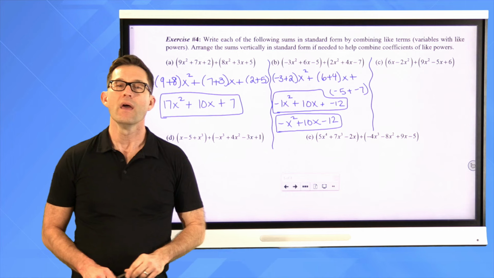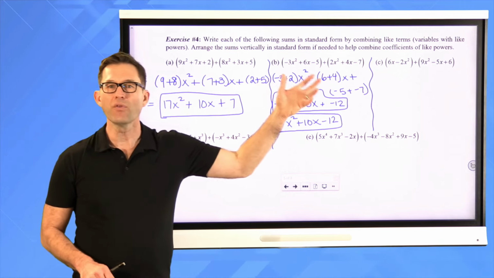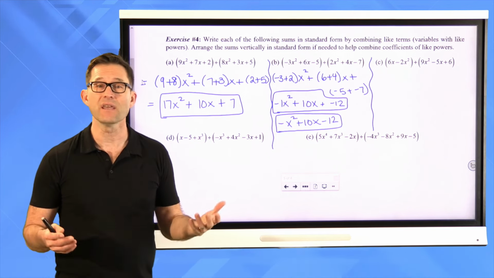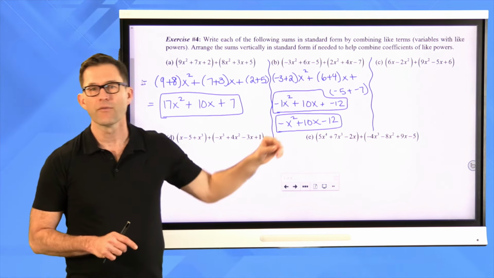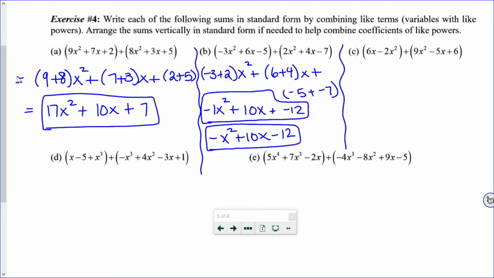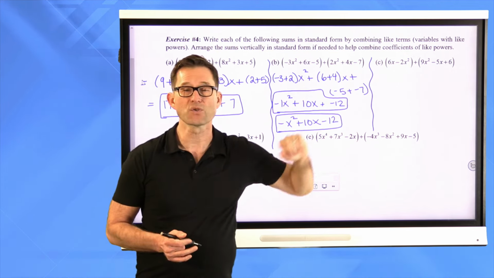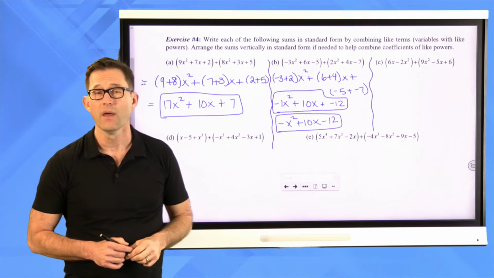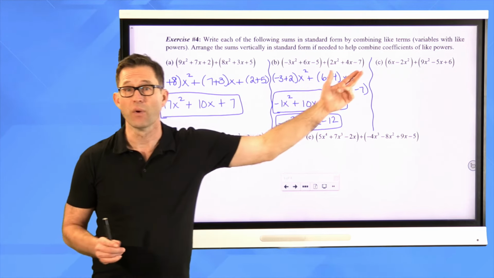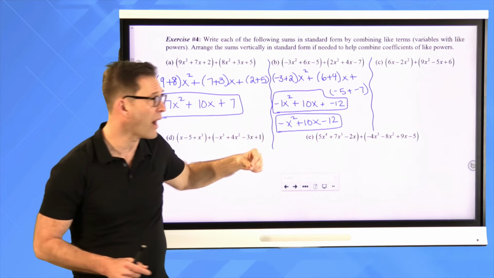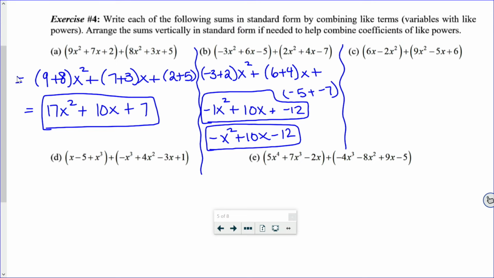All right. Now, in both A and B, both polynomials were written in standard form, so it was pretty easy to kind of see how to combine them using addition. If we look at letter C here, right, we've got 6x minus 2x squared plus 9x squared minus 5x plus 6. So that first polynomial, 6x minus 2x squared, is not written in standard form. Now you could rewrite it so that this one is in standard form, but you don't have to. Again, thinking about just largest powers, right? The largest power is x squared here.